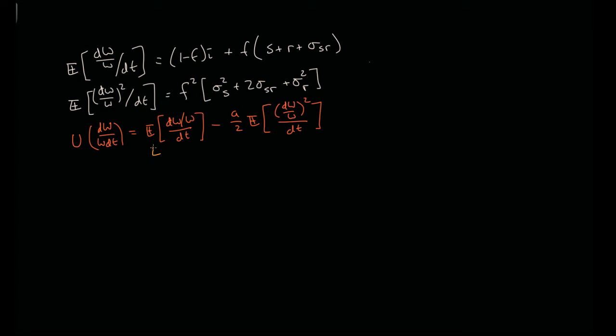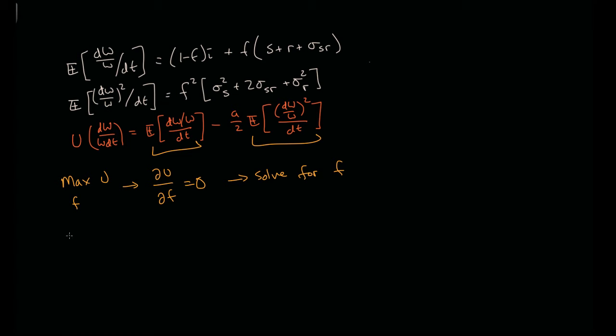So we have the value of this and this, and we're asked to find the optimal f. So we want to maximize u with respect to f, which is going to amount to taking the derivative of u with respect to f, setting that equal to 0, and solving for an optimal f. So let's do it.